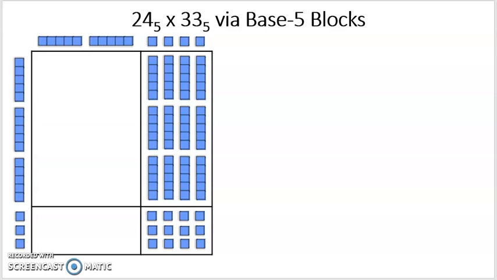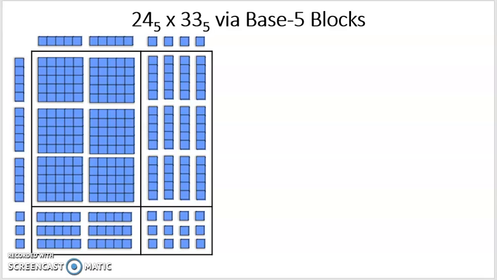And then I'm going to look at the 20, so the 2 longs in the 24 times the 3 units. So 2 longs times 3 units gives me a total of 6 longs. And lastly, I'm going to multiply the longs, which really represent tens, right? 20 times 30. 2 longs times 3 longs will give me 6 flats. So that's the first step in this concrete model. You really don't need to understand much about multiplication. Just say, okay, when I create 1 long, that's 1 long times, say, 1 unit, that's 1 long.